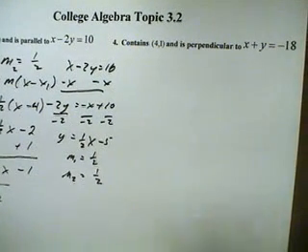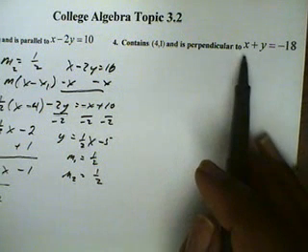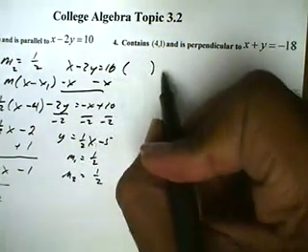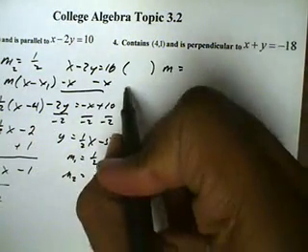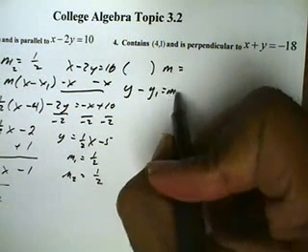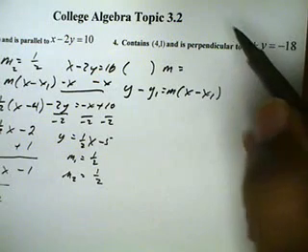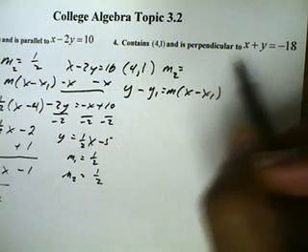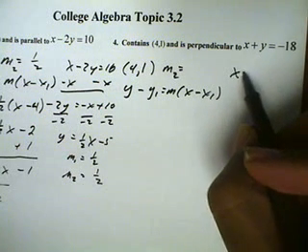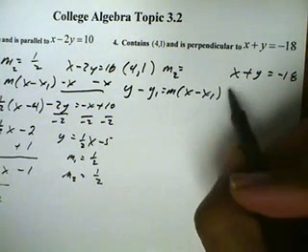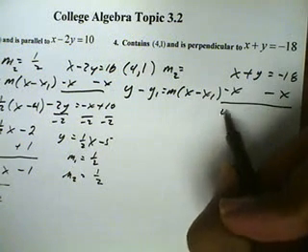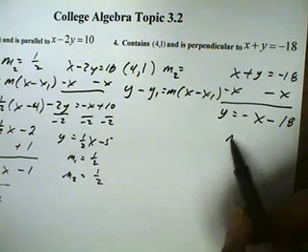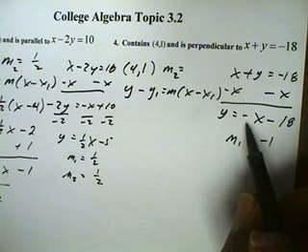Next, I want a line that contains (4, 1), but is perpendicular to x plus y equals negative 18. Okay, well, I need a point and I need a slope, and I need to put that point and the slope into the point-slope formula. Well, I have a point, which is (4, 1). I don't have a slope, though, for this second line. So I'll go to the first line and find the slope. x plus y equals negative 18. Subtract x from both sides, and we'll get y equals negative x minus 18. And here, my first slope is negative 1.